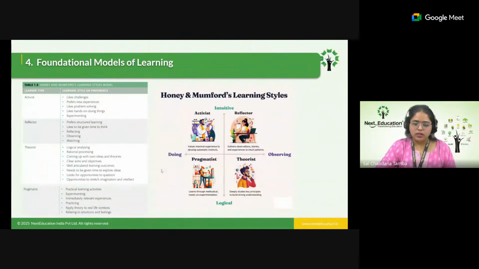Yeah. So there is another model, a kind of similar to that of Wolf and Kolb's model, that is Honey and Mumford's learning style. So even this is the same thing, you could say, but with different words. So here we are dividing the learners again into four types, that is activist, reflector, theorist, and pragmatist.